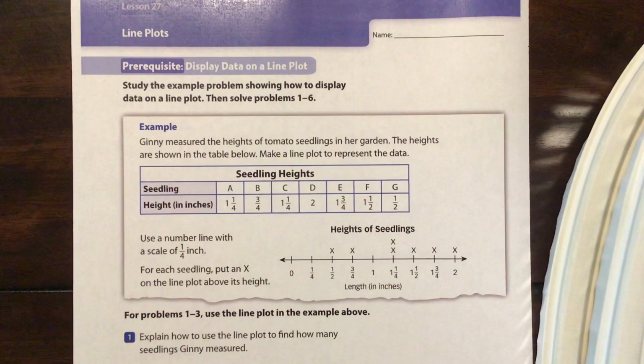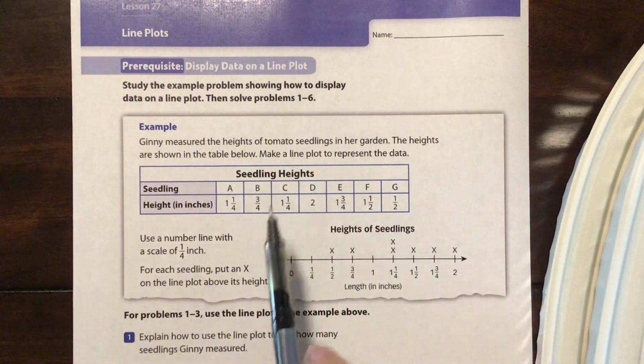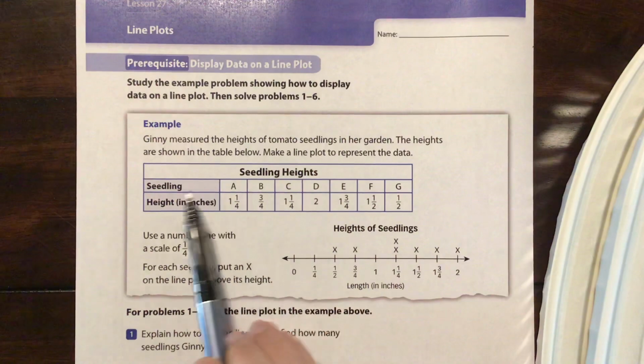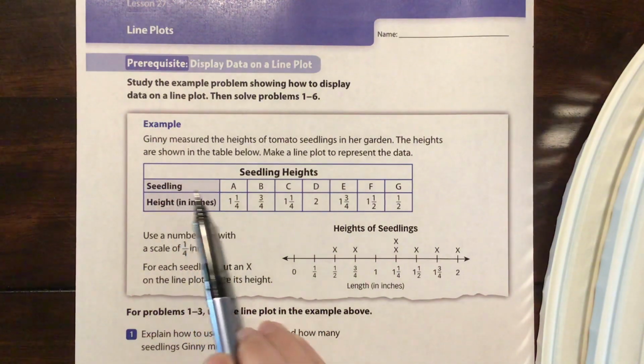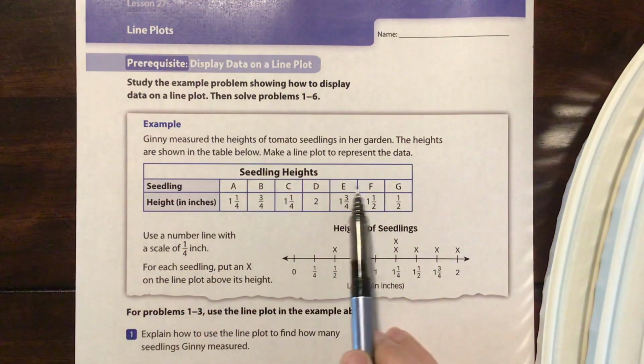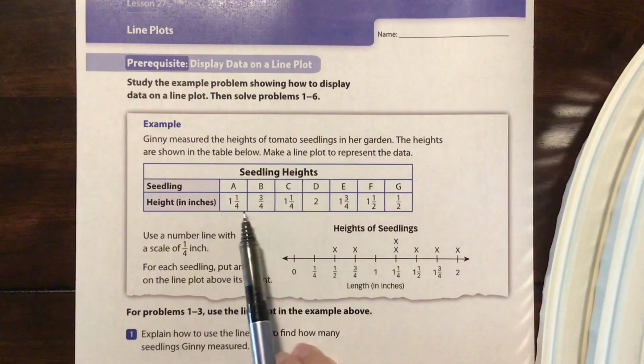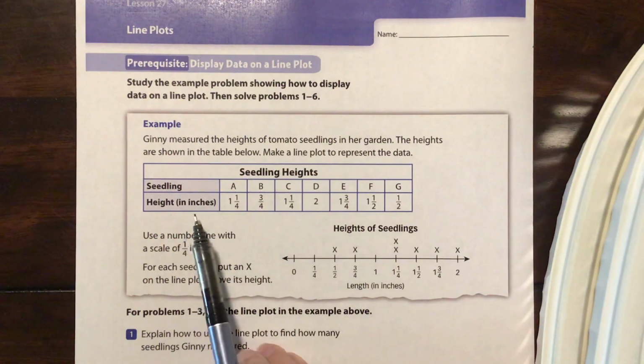Example: Jenny measured the heights of tomato seedlings in her garden. The heights are shown in the table below. Make a line plot to represent the data. So we've got seedling heights. And these are the seedlings. There's A, B, C, D, E, F, and G. And the height of each seedling is underneath it in inches.